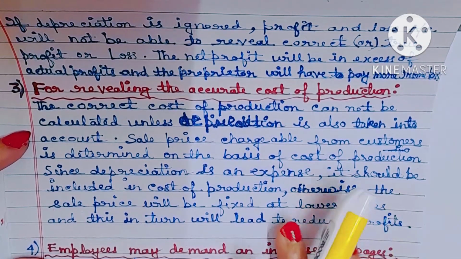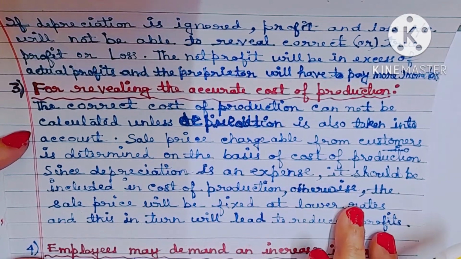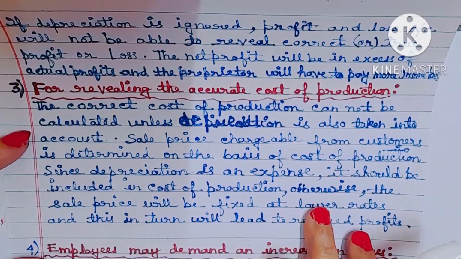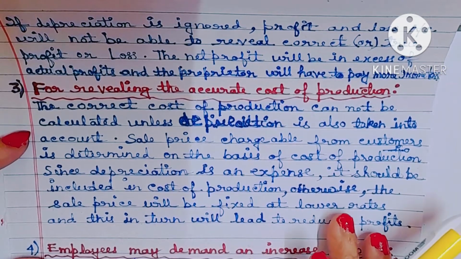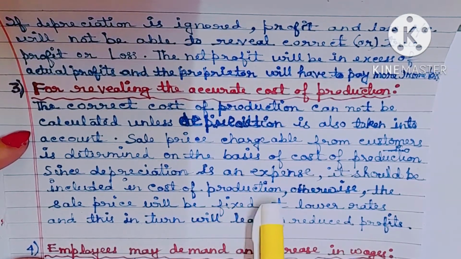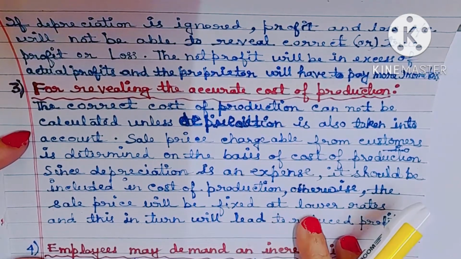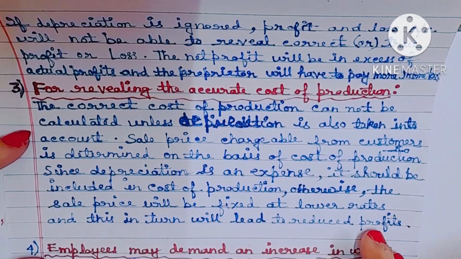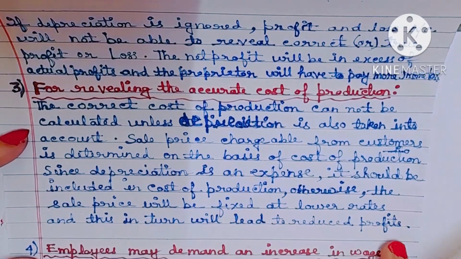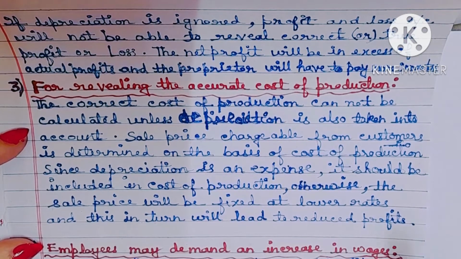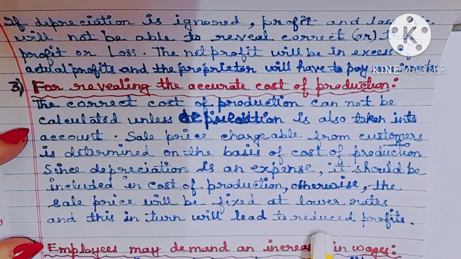Let's say the cost of production excluding depreciation is 50,000 and the cost of depreciation is 10,000. So if you don't include depreciation, the cost of production will be 50,000. So the selling price will be less. So if you include depreciation in the total cost of production, your cost of production will be 60,000 and the selling price will also increase. So your profit will also increase. Understood? And if you don't include depreciation, selling price will be fixed at lower rates, and this in turn will lead to reduced profits. Understood?